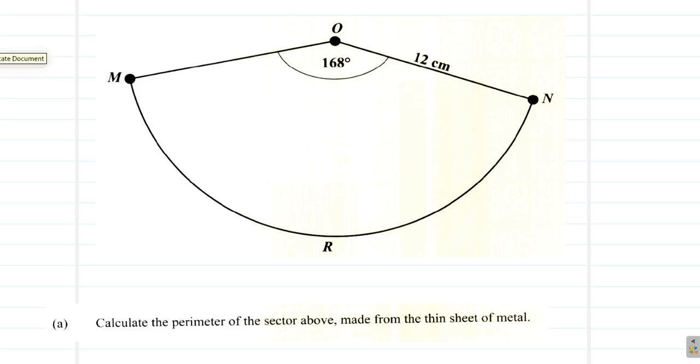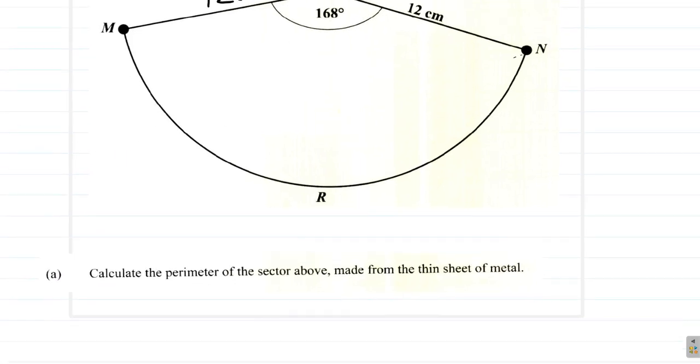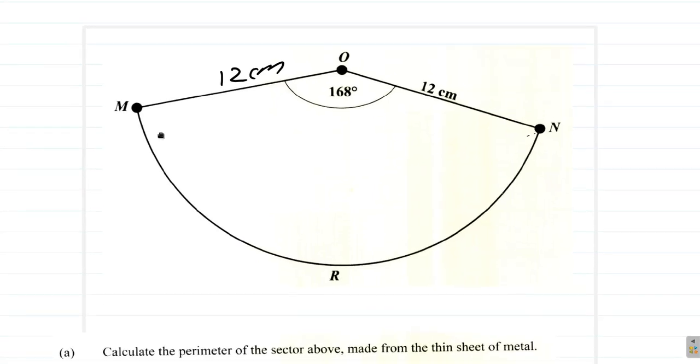Now, let's look at it. This is 12 centimeters, so this must be 12 centimeters as well. So the perimeter, call it P, is 12 plus 12 plus, well, the curve MN. The arc, I should say, MN.